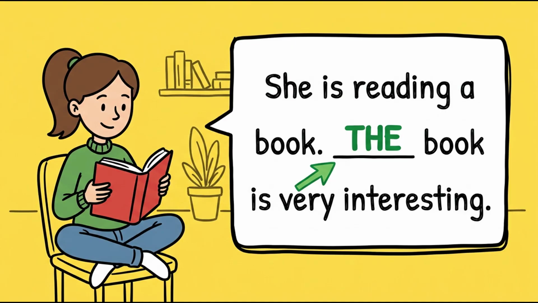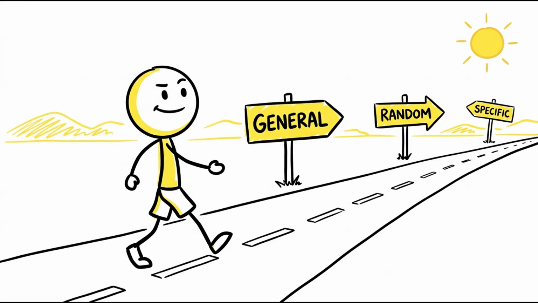And here's the fourth one. She is reading a book. Blank book is very interesting. Look at these two sentences together as a pair. In the first sentence, you say a book, because it's the very first time it's being mentioned, just any random book at that point. But by the second sentence, the listener now knows exactly which book you mean, the one she's currently reading. It's moved from random to specific. So the answer is, she is reading a book. The book is very interesting.